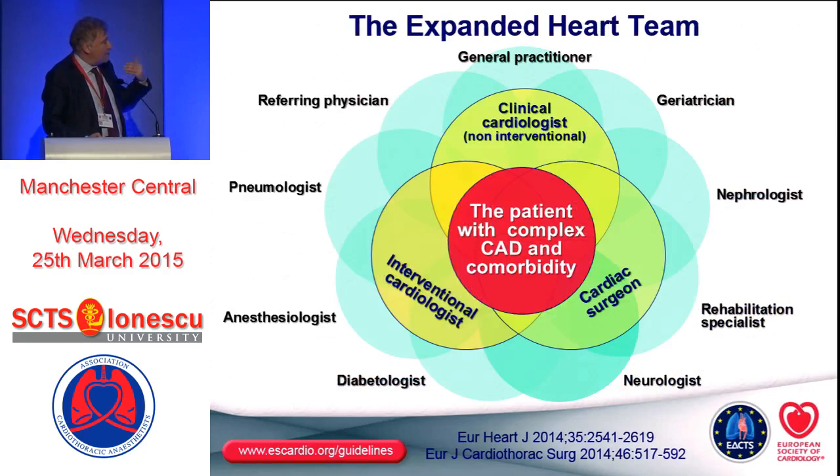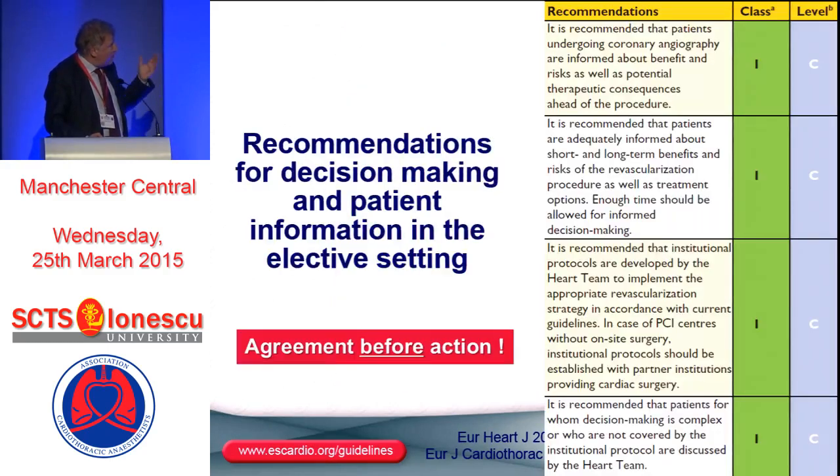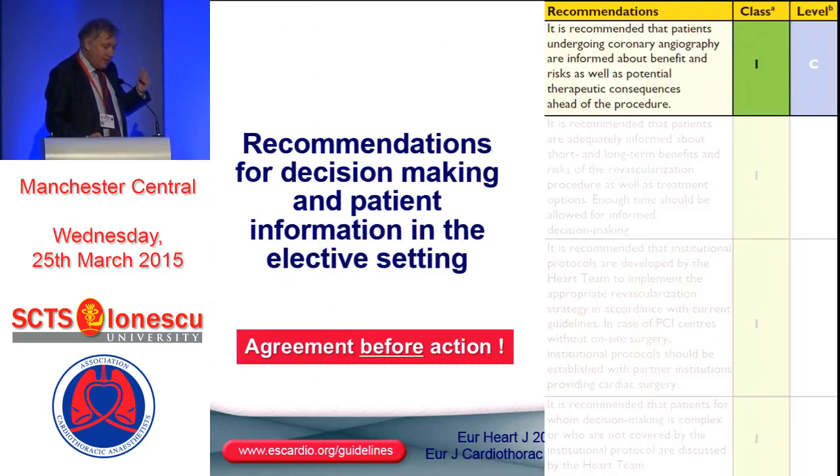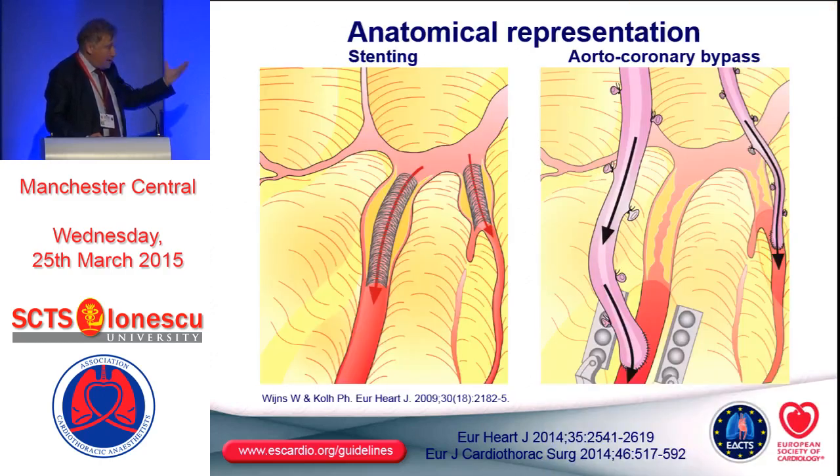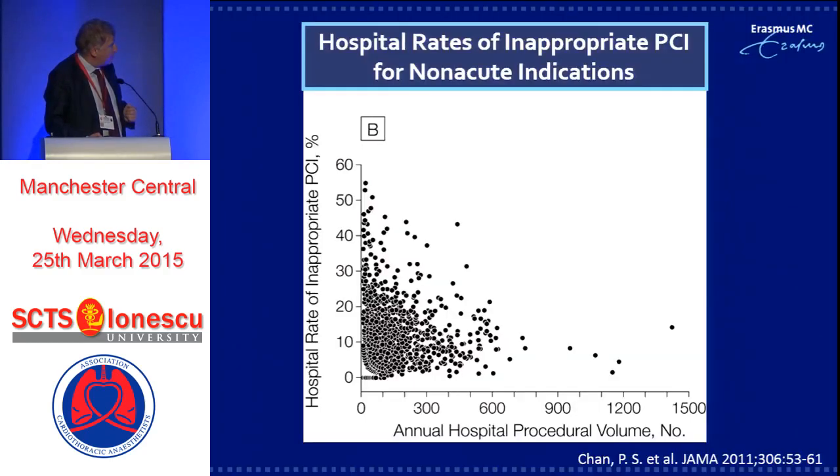And if the patient has very complex comorbidity, then they should be discussed within an expanded heart team that can include other specialists. So we very clearly emphasize in the guidelines the importance of informing the patient about benefit and risk ahead of the diagnostic procedure, and also of developing a heart team. So I think a drawing like that, shown to the patient, can very well explain the difference between stenting and coronary artery bypass grafting.